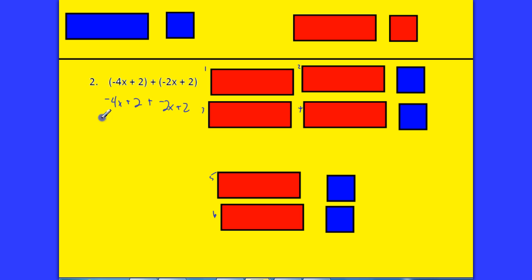Without the parentheses, it's the same thing, right? There's negative 4x plus negative 2x plus 2 plus 2. So basically, I have negative 6x. There they are, I just counted them a minute ago: 1, 2, 1, 2, 3, 4, 5, 6, negative 6x. And then this 2 plus this 2, that group right there, is 4. 2 plus 2 is 4. So negative 6x plus 4.